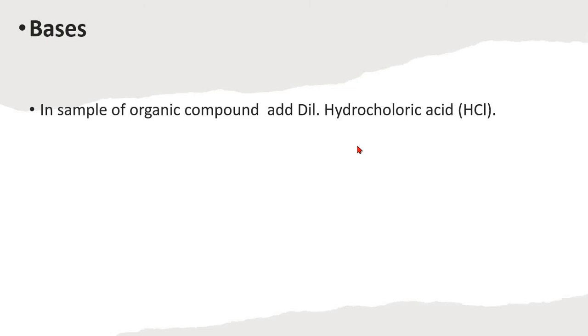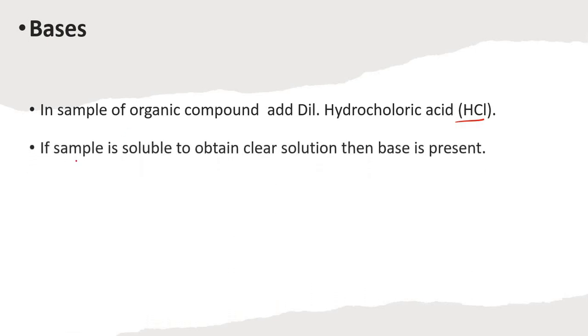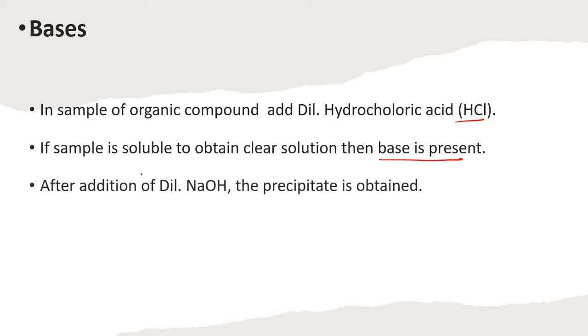Now we'll see the reaction for base. Bases can be identified with the help of dilute hydrochloric acid. In a sample of organic compound, you have to add dilute HCl solution. If the sample is soluble, giving a clear solution, then base is present because there is a formation of salt, and after addition of dilute NaOH, the precipitate is obtained. So this is again the regeneration step.